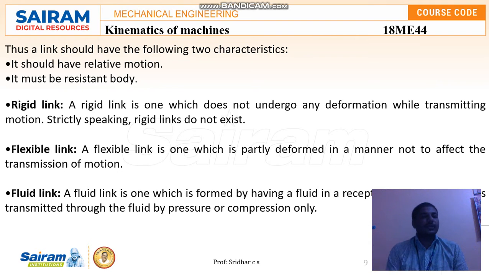So next we're going to talk about what the characteristics should be for the selection of a link. When you're going to select a link, what should be the major characteristics of a link? One is it should have a relative motion. Yes, the link should have a relative motion with another link or another body. Then only it can process the relative motion, or it can transmit the particular motion. That is what we call relative motion.